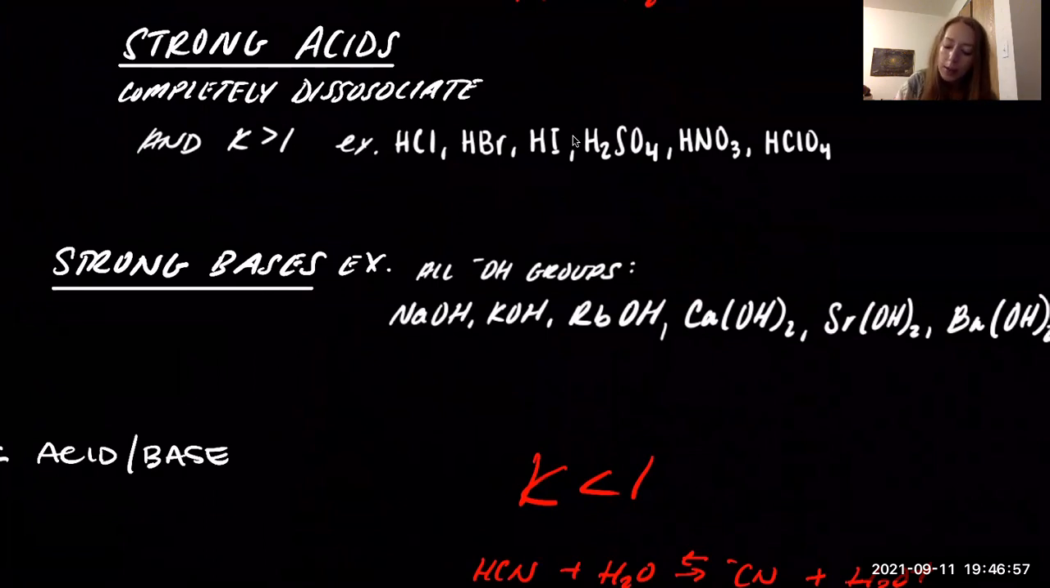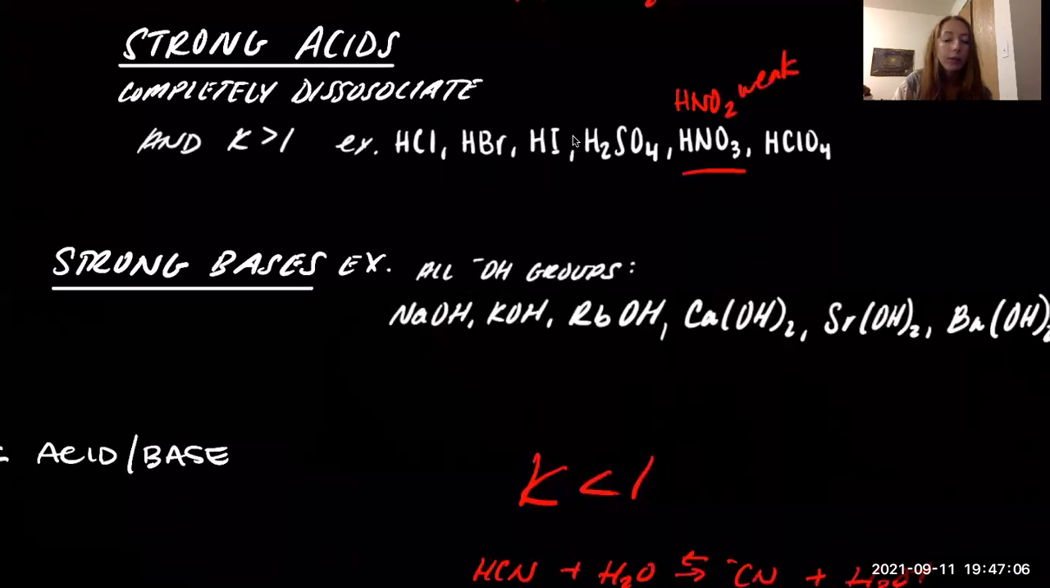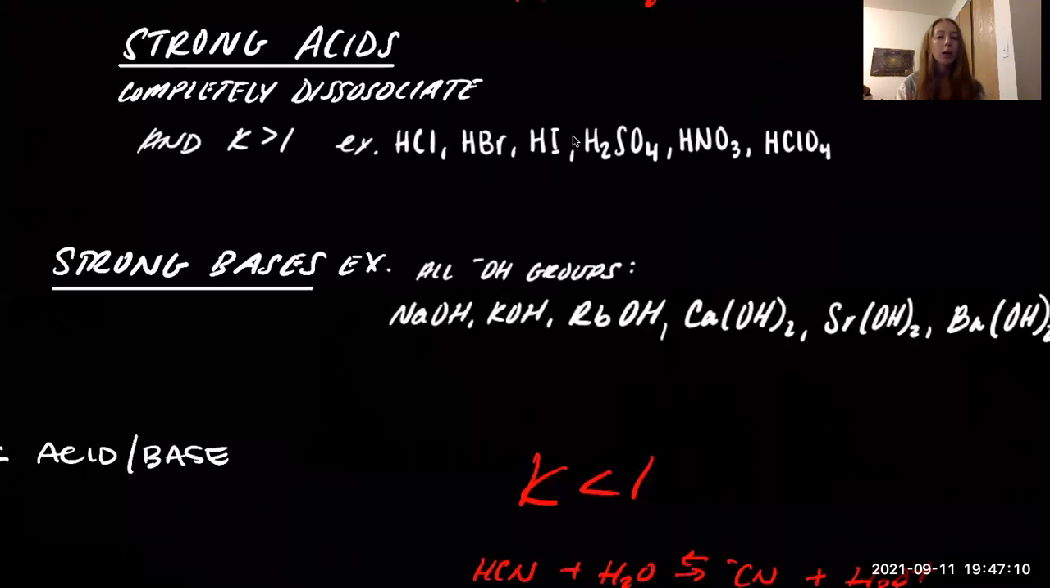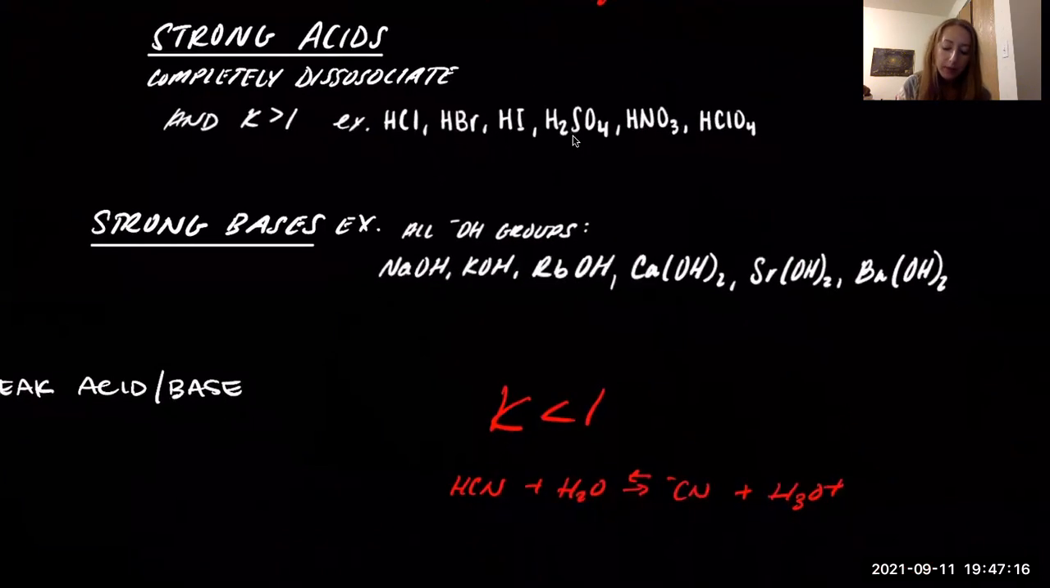Okay. Another tricky one is HNO2 is a weak one, but HNO3 is a strong one. What else? HClO is a weak one, but HClO4 is a strong one. Okay. Then for strong bases, all of them with OH minus groups are going to be strong ones.